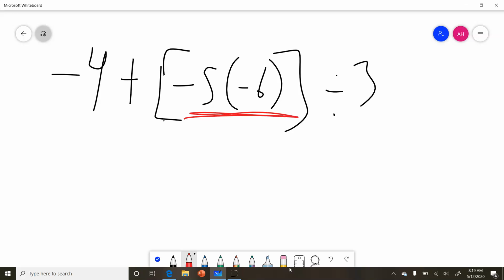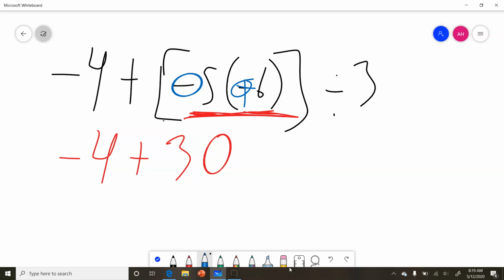So what is -5 times -6? So -4 stays, and I do plus what is -5 times -6. Well, that's positive 30. Why is that positive 30? Because you have a negative and a negative, and so when those two get together, they become a positive. Then we have that divided by 3.